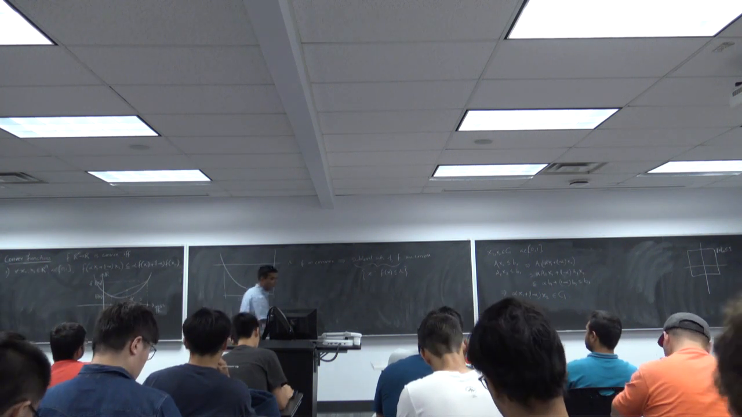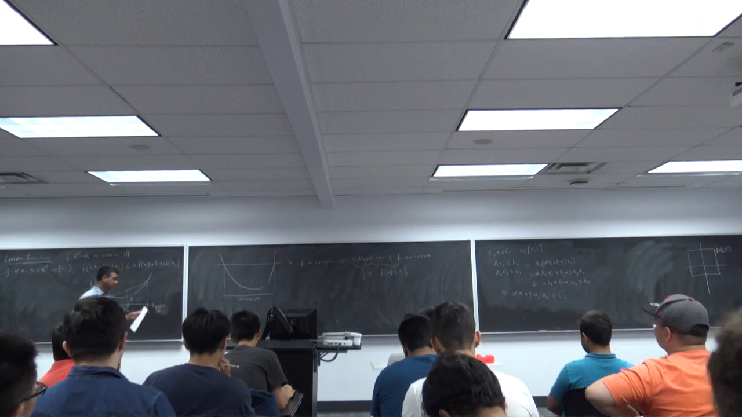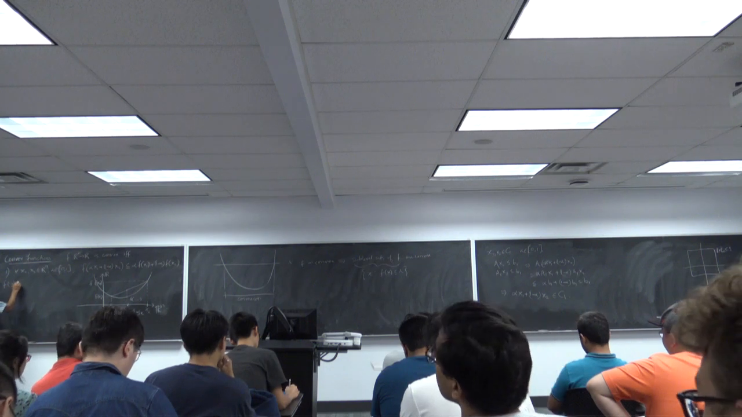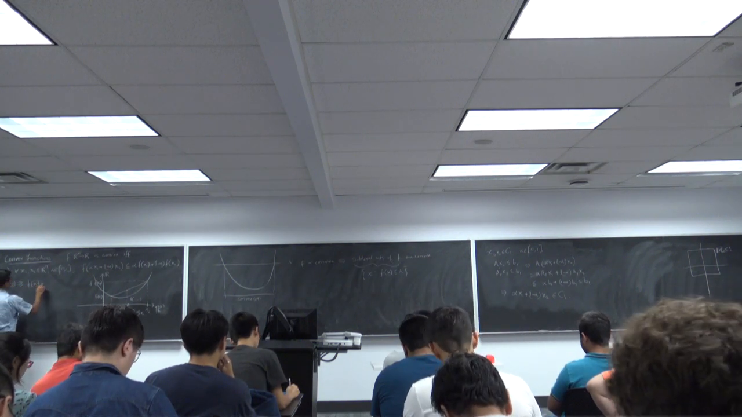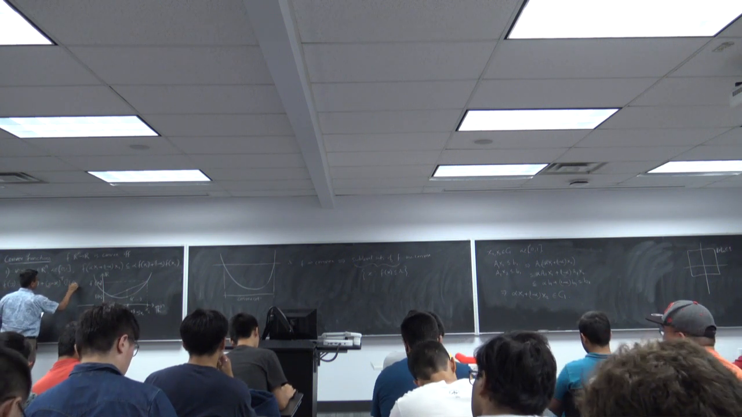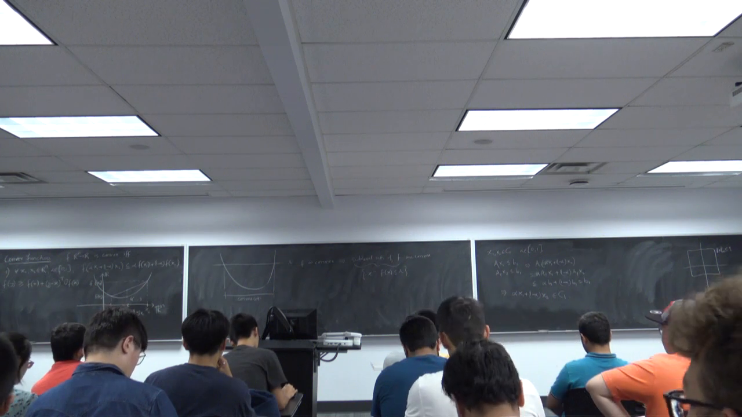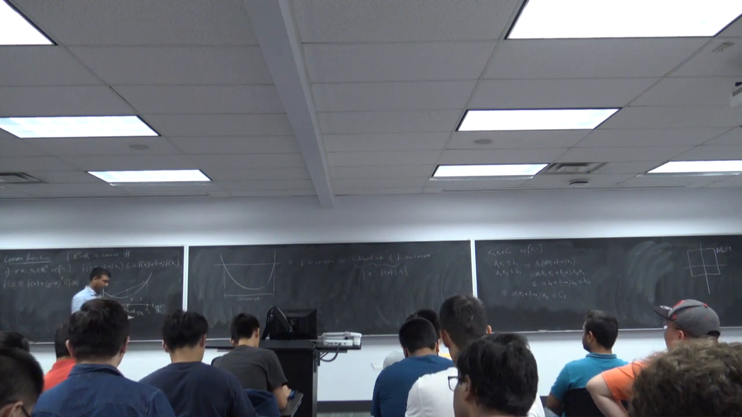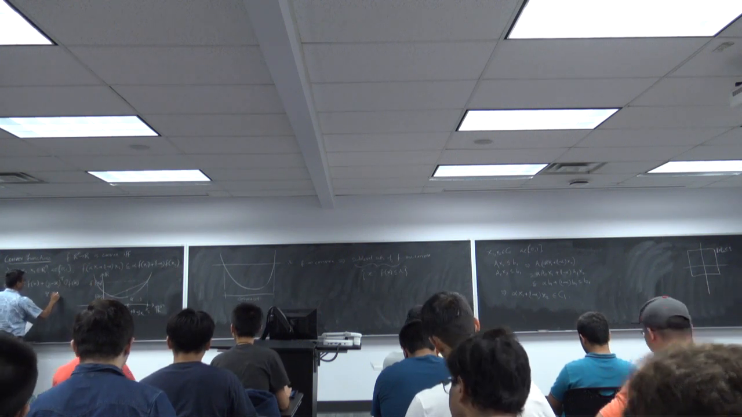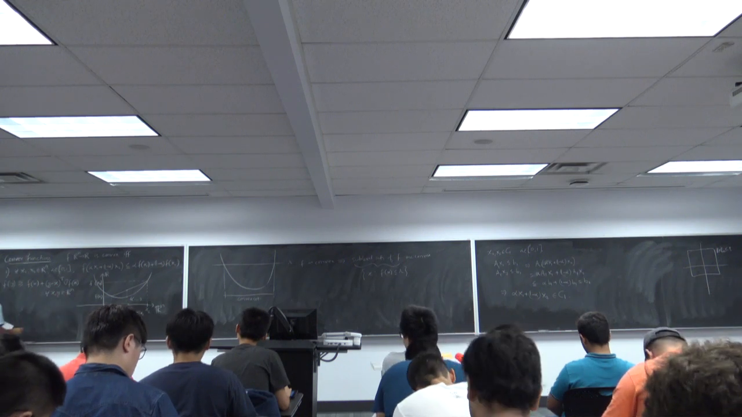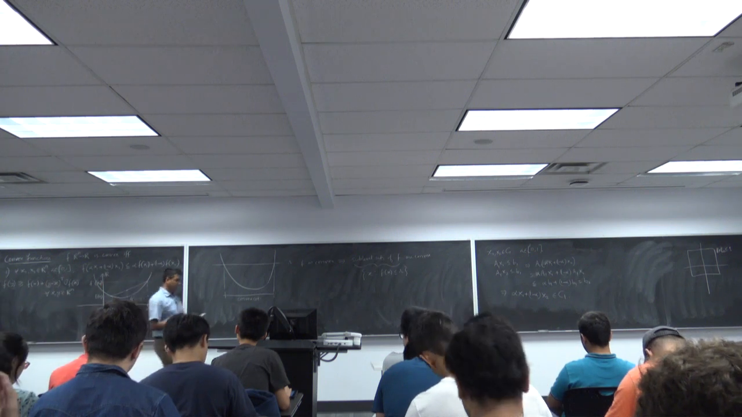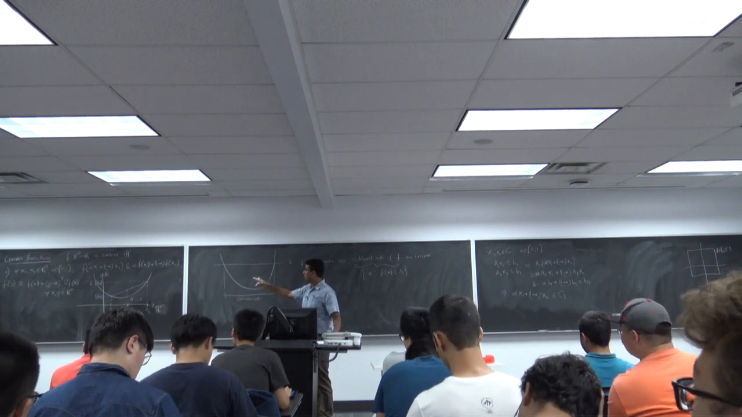But there are other equivalent definitions of convex function. The next definition is f of y is greater than or equal to f of x plus y minus x transpose gradient of f of x. This should hold for all x and y in Rn. Okay, so let's see what this means.